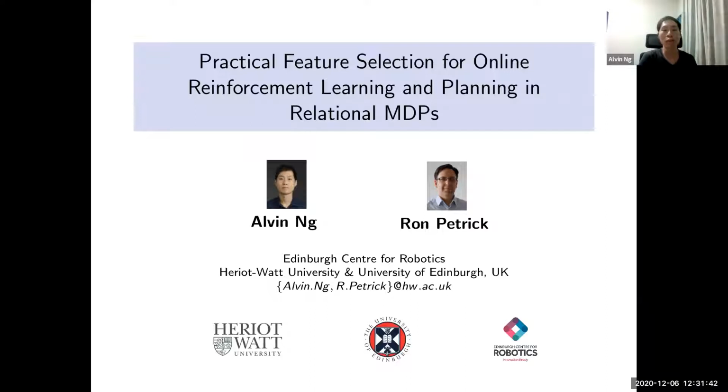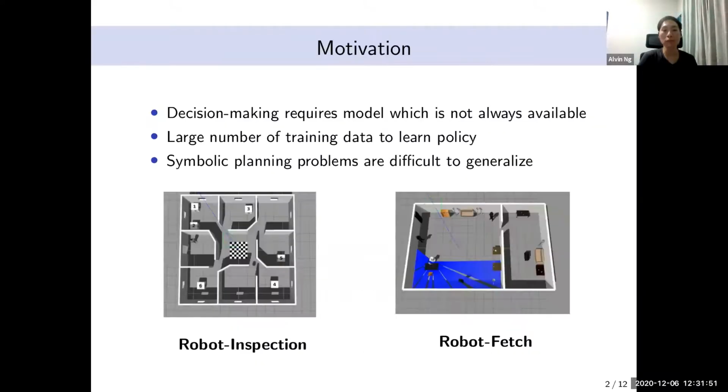I'll be presenting our work titled Practical Feature Selection for Online Reinforcement Learning and Planning in Relational MDPs. This is a joint work with Dr. Petrick. In our work, we are interested in symbolic planning problems where agents reason over task-level actions to achieve goals.